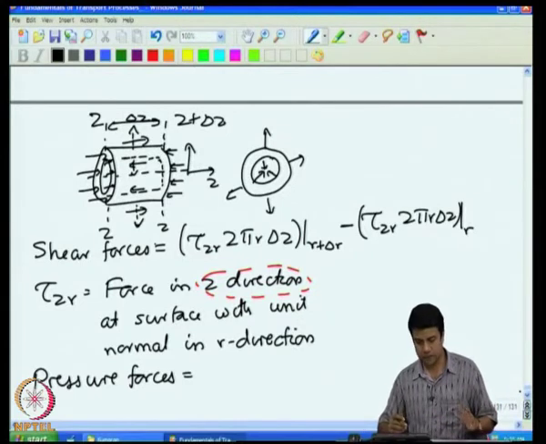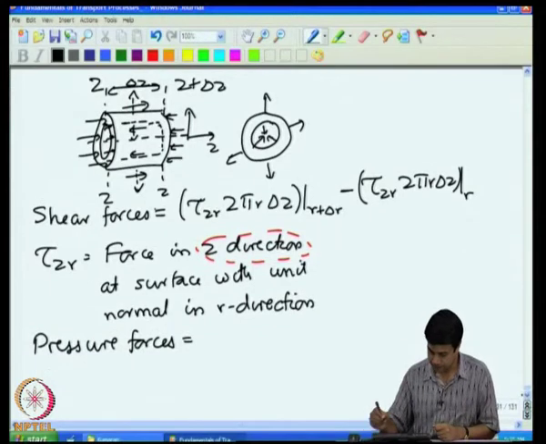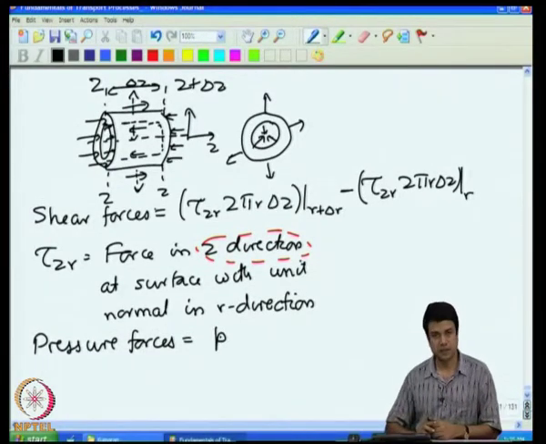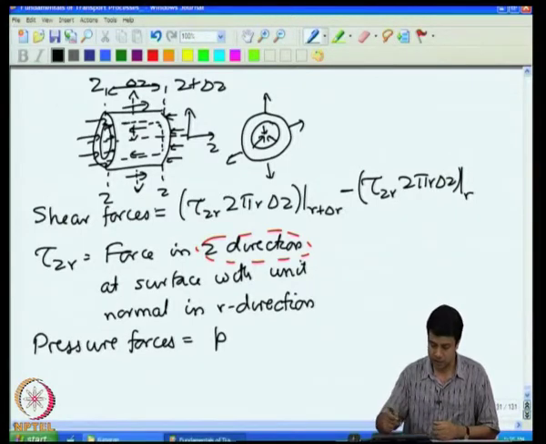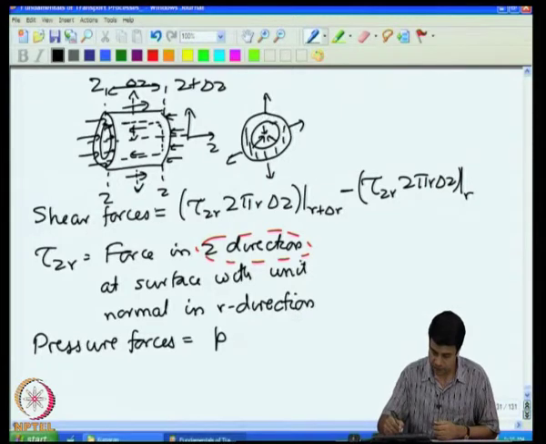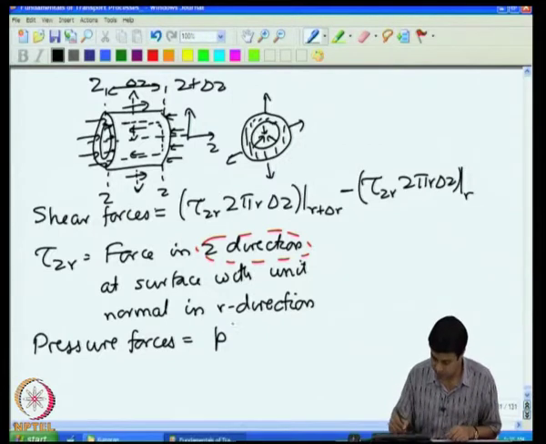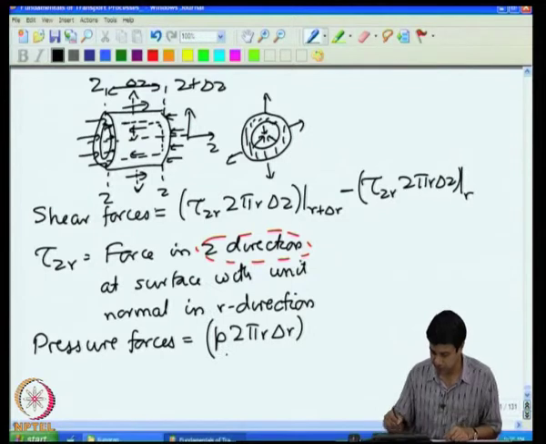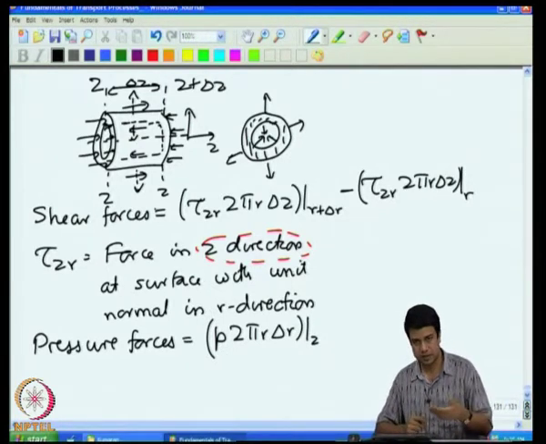Okay, so, there is a pressure force acting in the plus z direction at the location z. This is given by the pressure times the area. Area in this case is the annular area, where the pressure force is acting between the two cylinders. This has to be 2 pi r times delta r, at the location z. So, that is the pressure force acting in the plus z direction at the surface at z.